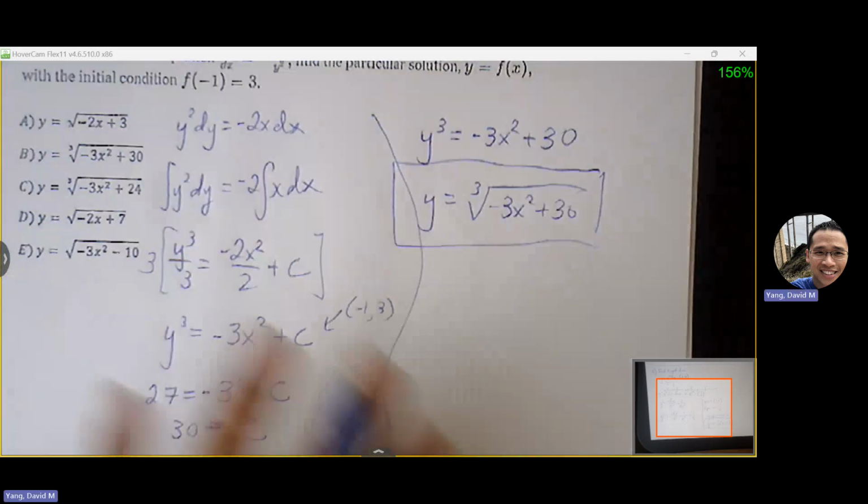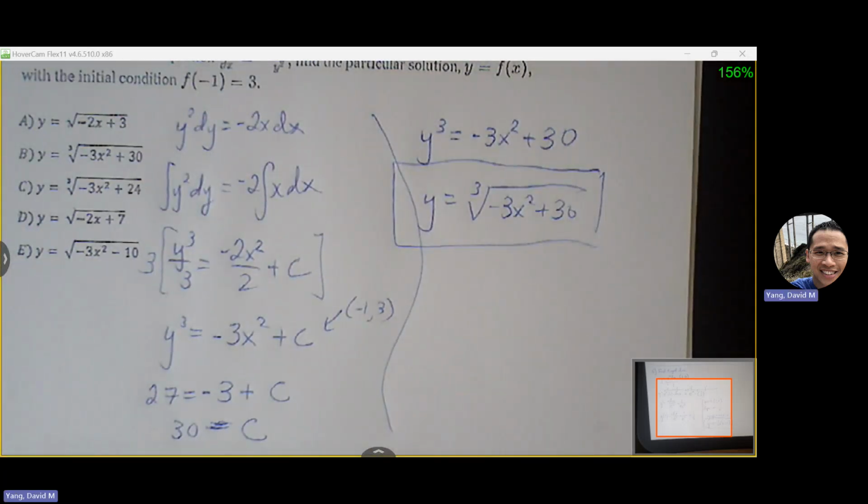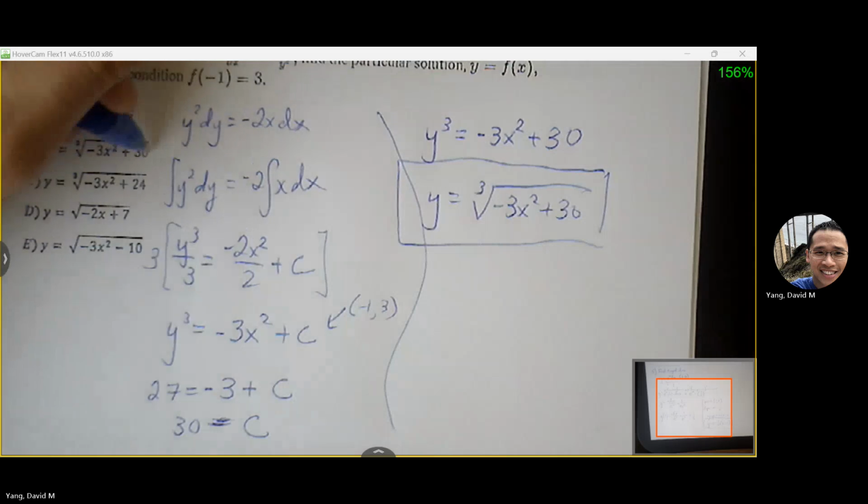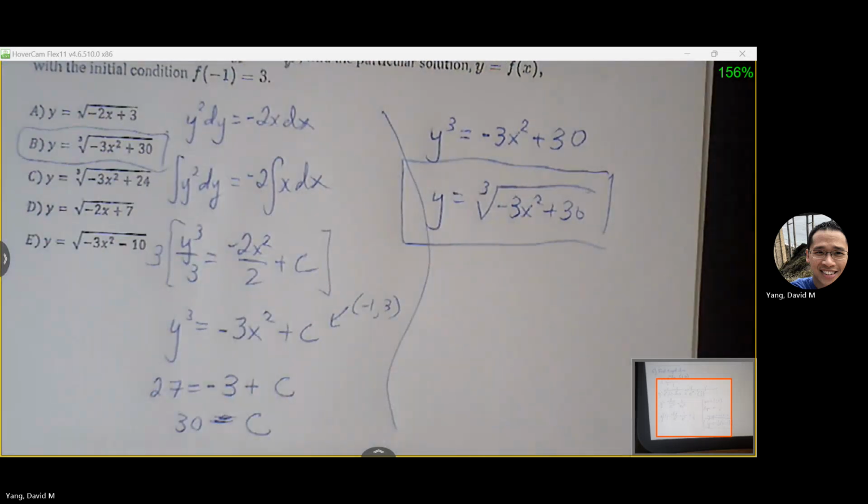If you're taking the odd root of both sides of an equation, there's no plus or minus. So we only do plus or minus if it's an even root, like square root or fourth root. But if it's an odd root, there's no plus or minus. All right, any questions? All right, go on to number two.